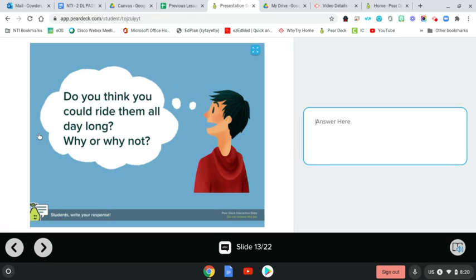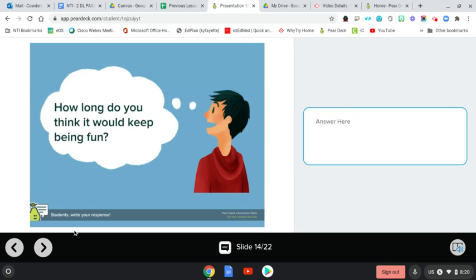Do you think you could ride a roller coaster all day? Why or why not? If you thought you could last for a long time, how long do you think you could do it? A couple of days? A couple of hours? Do you think you still like roller coasters? Do you like them in general, or do you like certain ones?